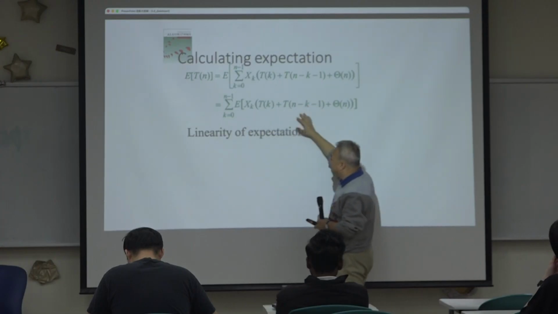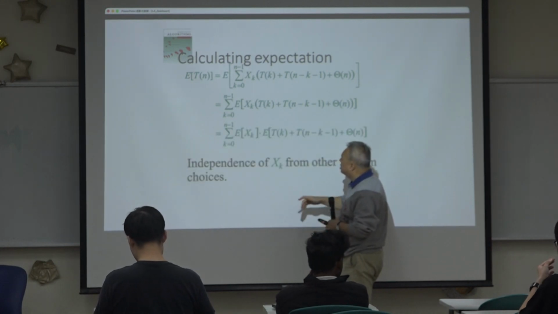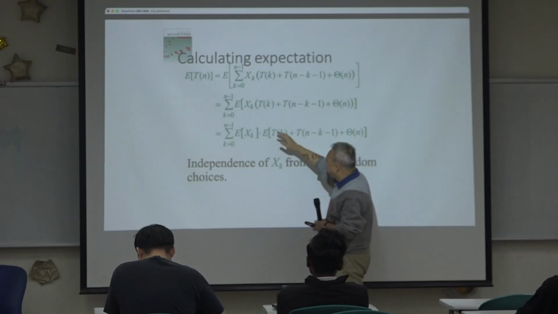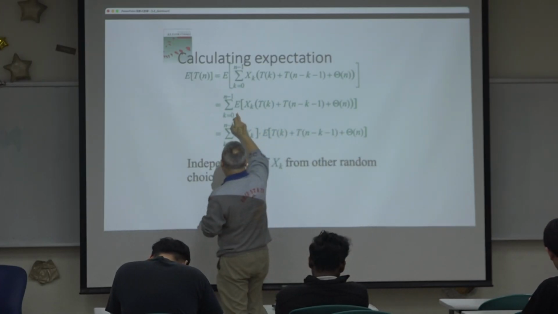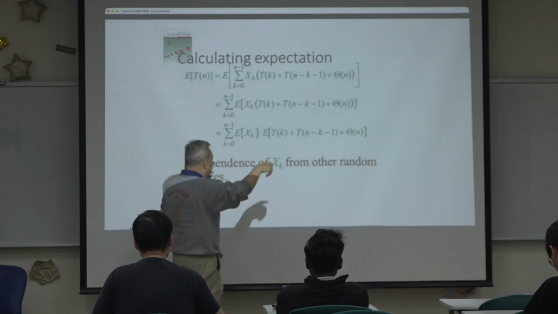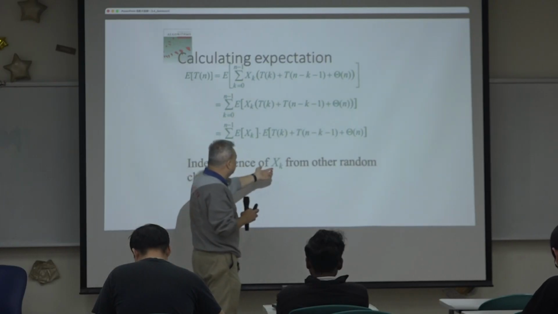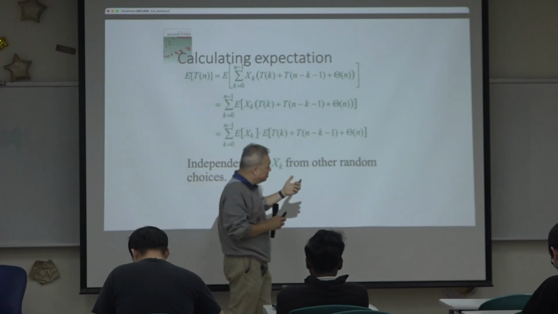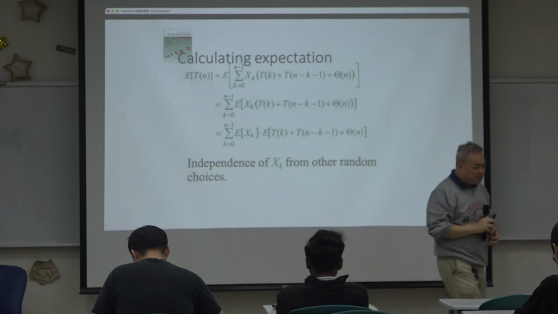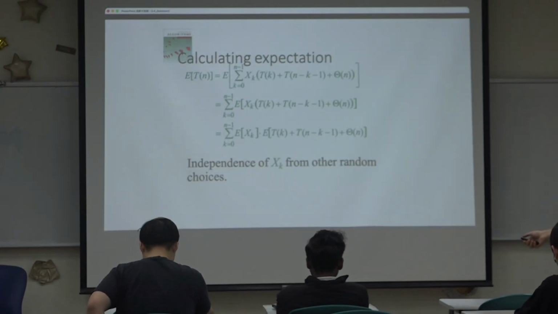From there, the next step, you can apply E on Xk and apply E on this big parenthesis, because this Xk is independent from the other variables. So you apply E on these two terms separately, and then multiply the results.